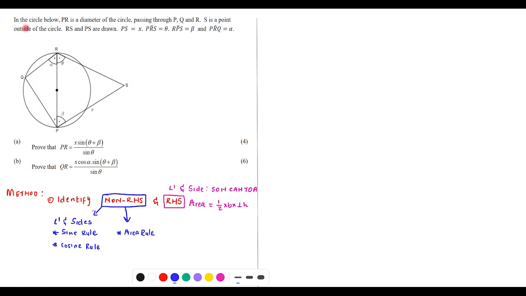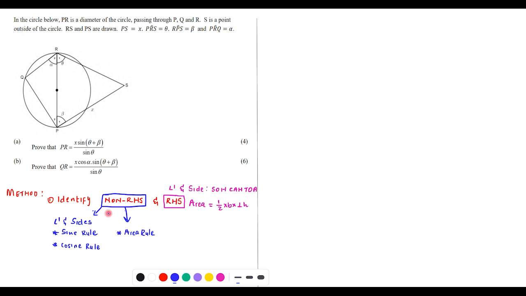In the circle below, PR is the diameter of the circle passing through P, Q, and R. S is a point outside of the circle. RS and PS are drawn. PS is x, PRS is theta, RPS is beta, and PRQ is alpha.